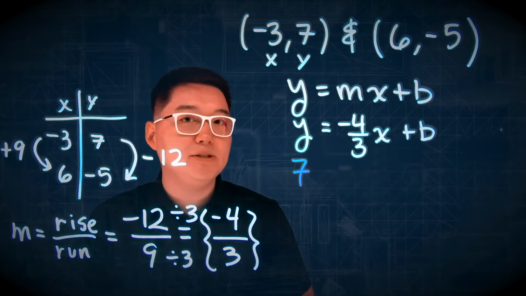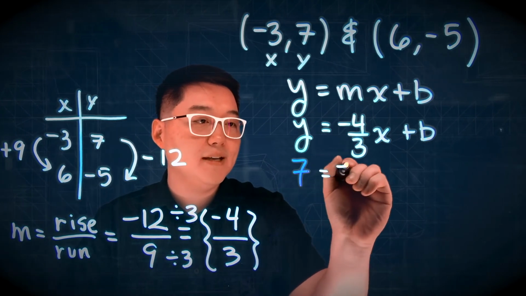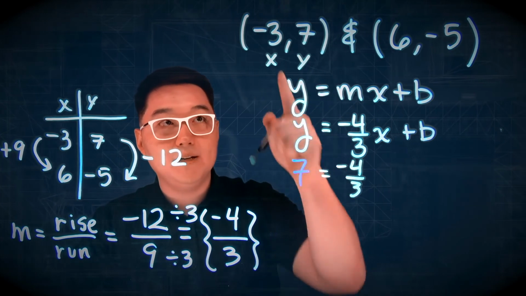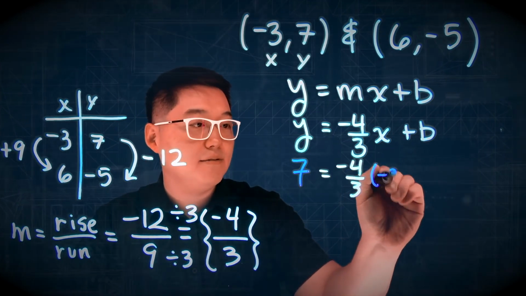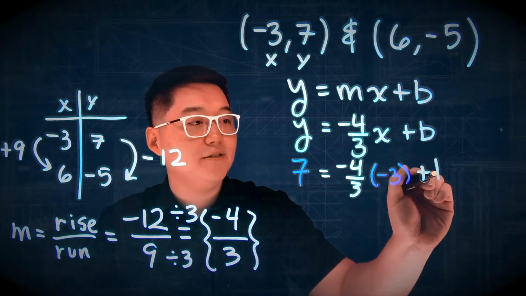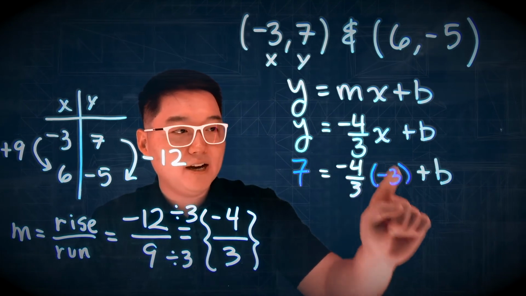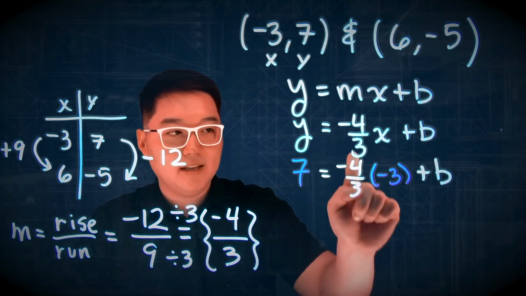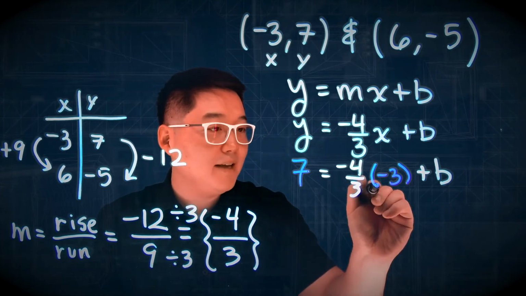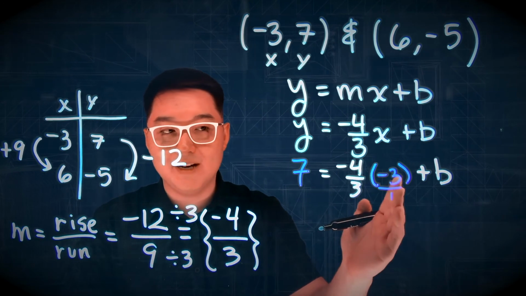I'm going to substitute the value of y as 7. We know that the slope is -4/3. But our x value, if y is 7, must be -3. We're finding the value of b algebraically. Okay, let's go ahead and figure out the operation here. -4/3 times -3. Well, I'm just going to put a 1 underneath it here so you guys can see that I'm going to multiply these two fractions.